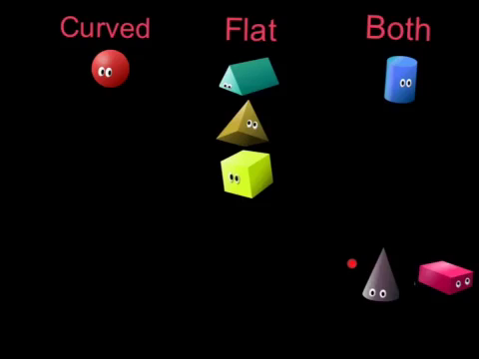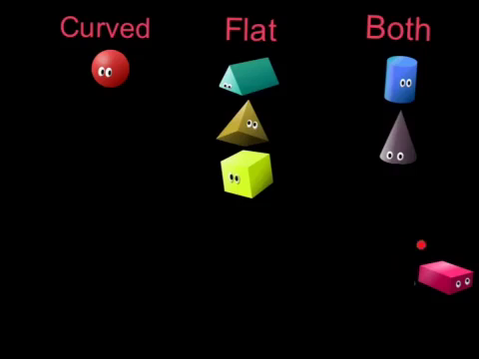All right, let's have a look at the next one here. Oh, this is our cone. Remember, it's like an ice cream cone. So it has a flat bottom, that's a circle shape, but then this part here is curved. So it's got one flat and one curved. So it has both. It belongs in the group with the cylinder.